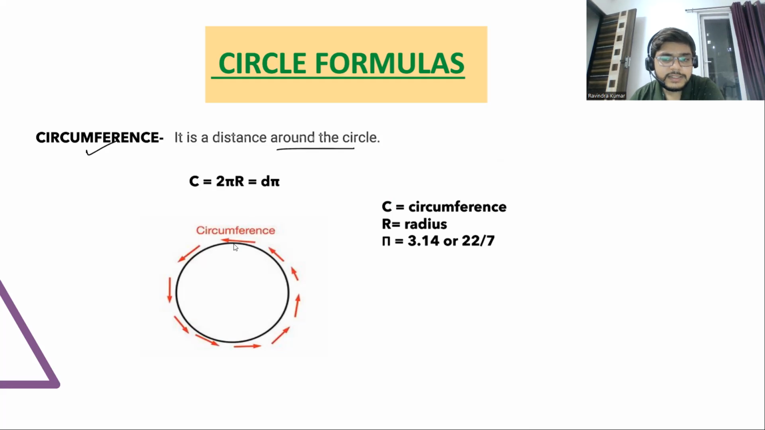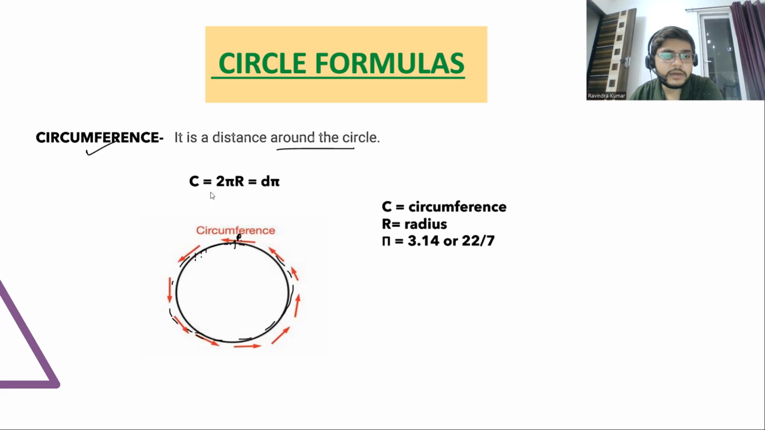Let's say this is a circular ground and you have to run around the boundary. You start running from point P, go along the boundary, and come back again to the point P. So you cover the boundary of this ground. Basically, this distance covered by you is called the circumference.